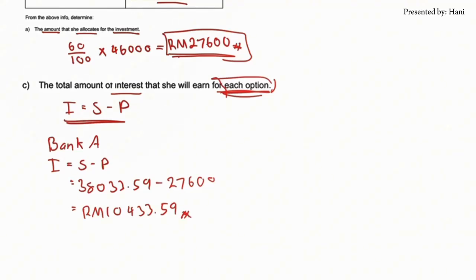Now let's do bank B. Bank B. Same formula, I equals to S minus P. S, you found it at the first question B.